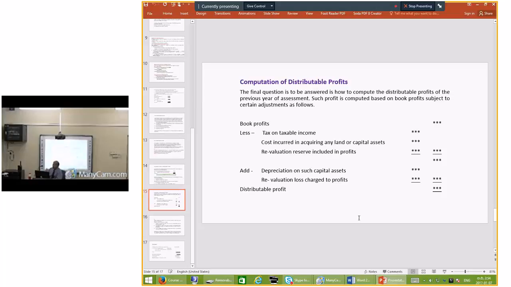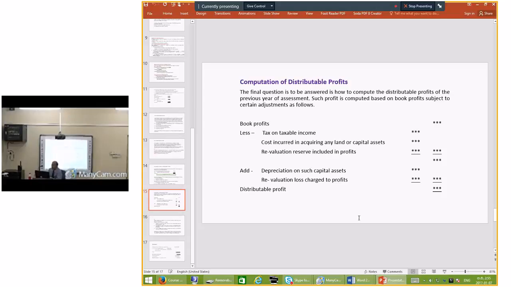This type of method was introduced in order to collect taxes from companies where the company has the cash flow, and we consider on that basis their cash flow position. In revaluation reserve, no cash is generated. That's why that part is removed from the book profit. Then there are three types of deductions: tax on taxable income, cost incurred in acquiring land or capital assets, and also the revaluation reserve included in the profit.